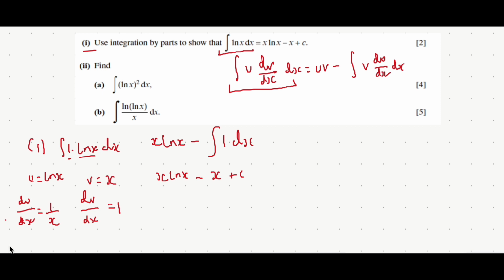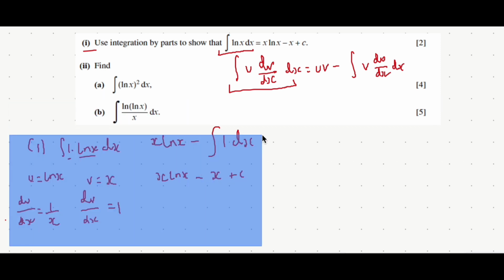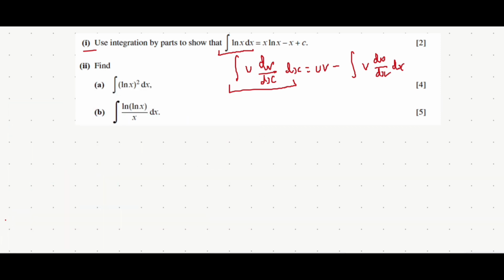Let's now use that to do 2 part A and 2 part B. So in part A of the question, you can have a go if you'd like, but whenever you're squaring a function, it's the same as multiplying that function by itself. So I'm going to rewrite this out as ln x multiplied by ln x dx.